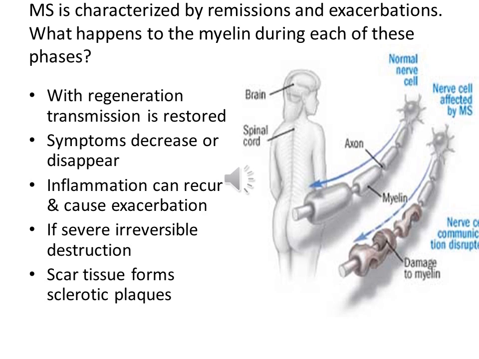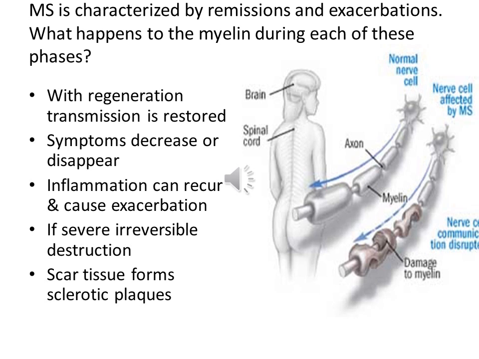MS is characterized by remissions and exacerbations. What happens to the myelin during each of these phases? Well, during remission, the myelin can regenerate and the transmission of the nerve impulse is restored. Symptoms decrease or disappear during this phase.